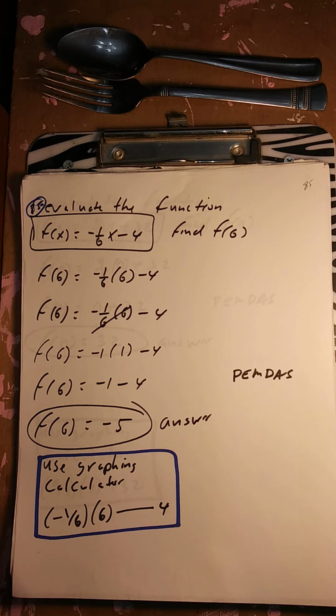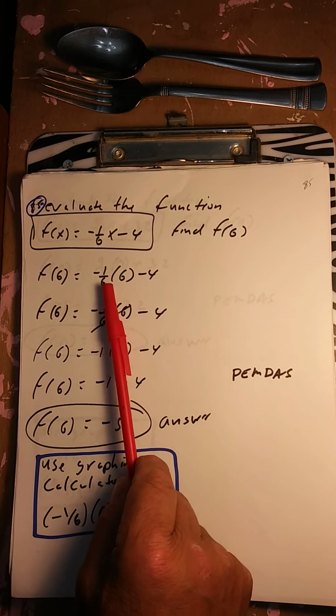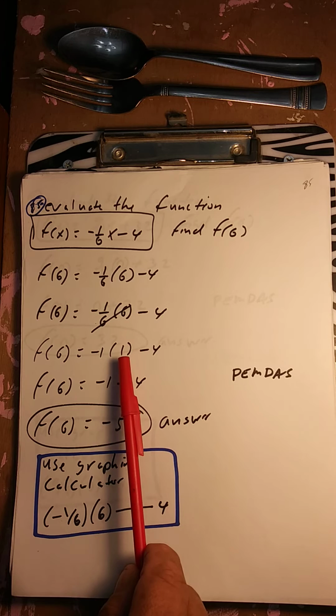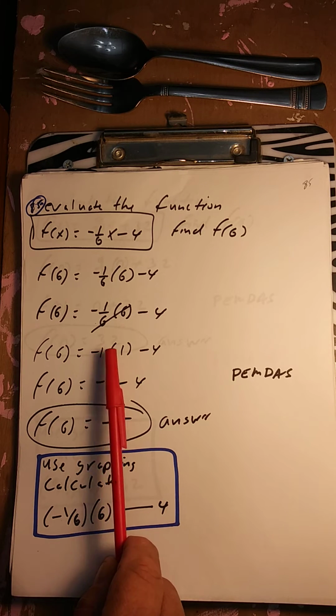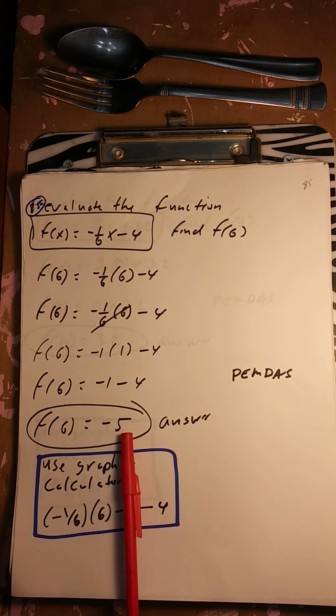Evaluate the function. Put a 6 in there. Again, put the 6 for the x. But look, can 6 divide 6? Yes, it does, right here. Easy: 6 divided by 6 is 1. So now you have multiplication and subtraction, multiplication first. So negative times positive is a negative. Negative 1 plus negative 1 and negative 4 is negative 5.